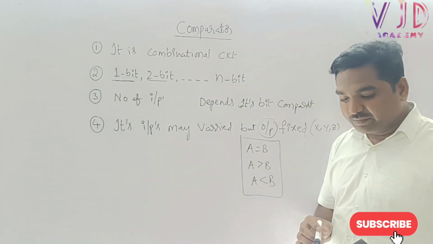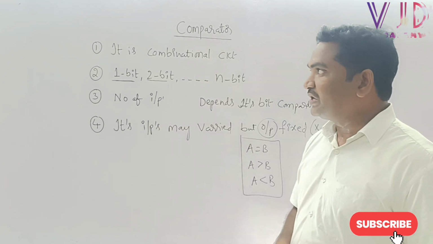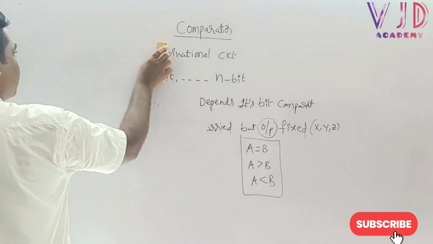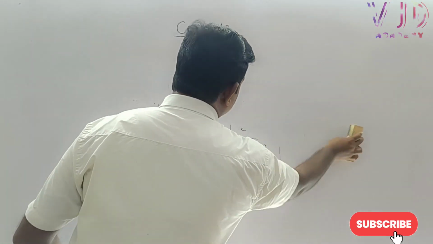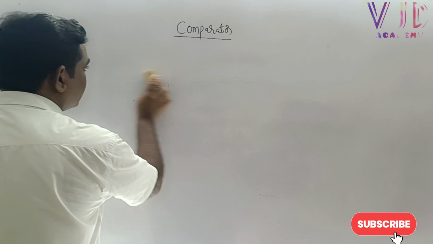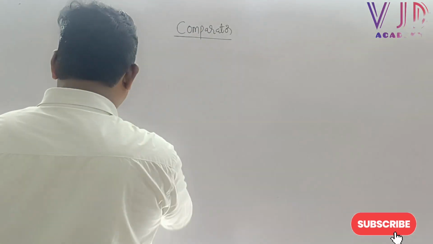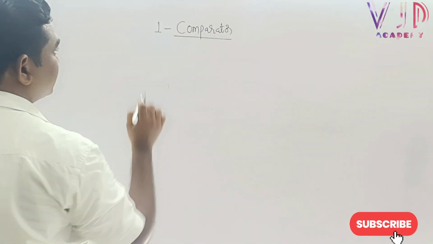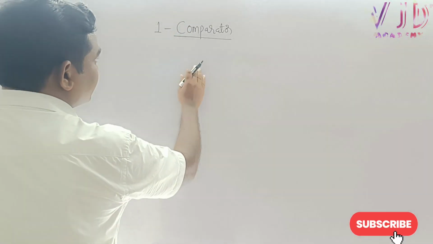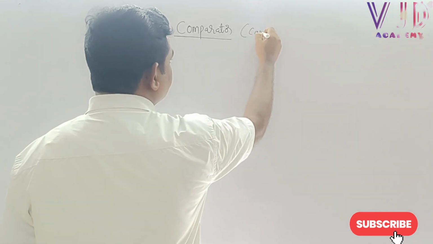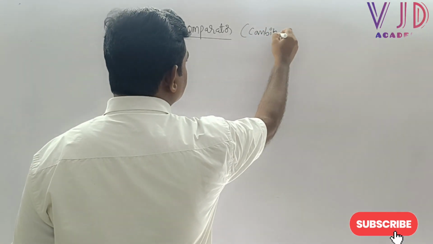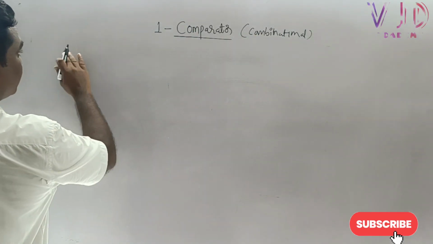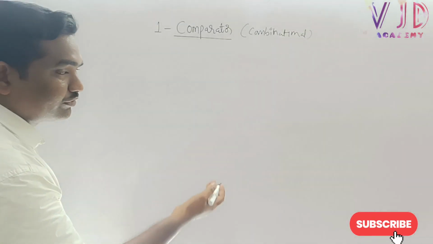Now, sir, let us take 1 bit comparator first of all. Let us try to understand it, and then we will go to 2 bit, 3 bit and n bit comparators. Just note a heading: 1 bit comparator. And as I said, it is also a combinational circuit.